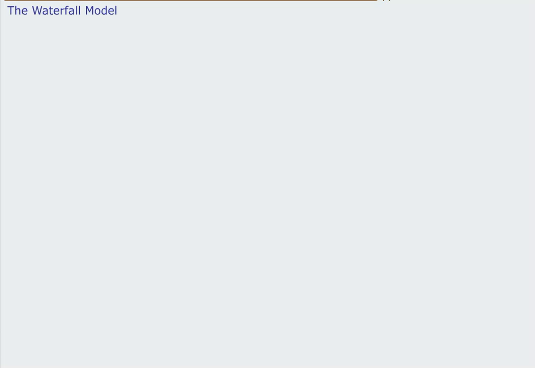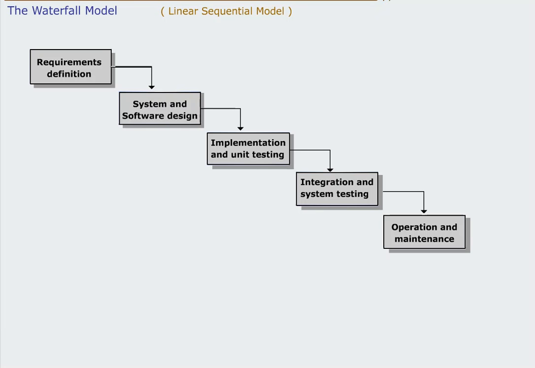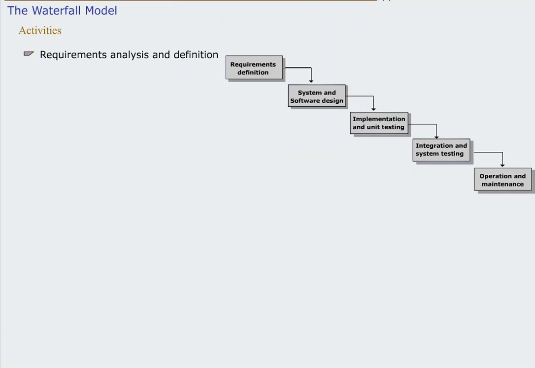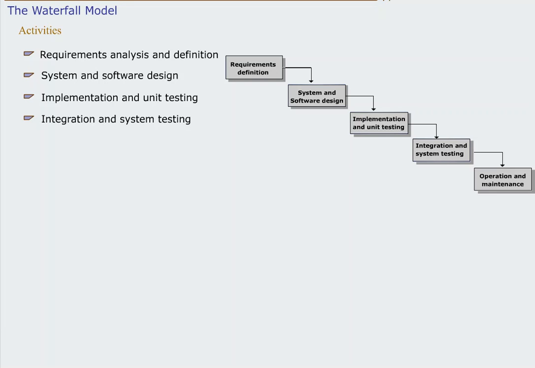Let's start with the waterfall model. This model is also known as linear sequential model. It is known as waterfall because it has separate and distinct phases of specification and development. Once a phase is completed, you can't repeat it. The waterfall model encompasses the following activities: requirements analysis and definition, system and software design, implementation and unit testing, integration and system testing, operation and maintenance.